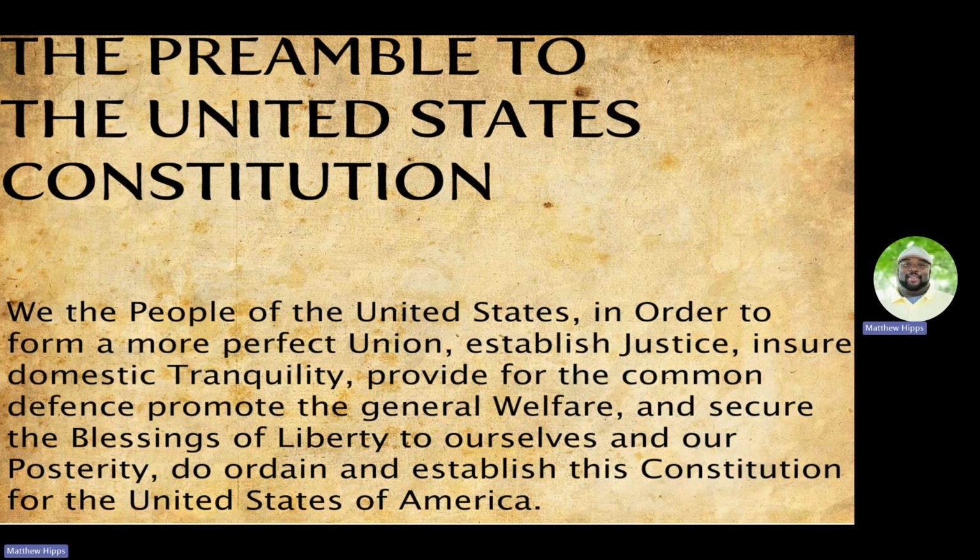Flowery language, but it lays out the 5 things governments are supposed to do. 1, establish justice. 2, ensure domestic tranquility. 3, provide for the common defense. 4, promote the general welfare. And 5, secure the blessings of liberty. So let's talk briefly about each one of those.